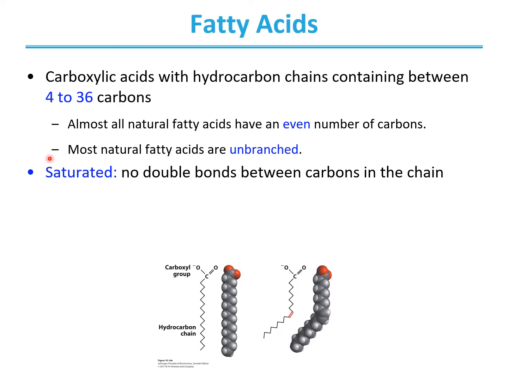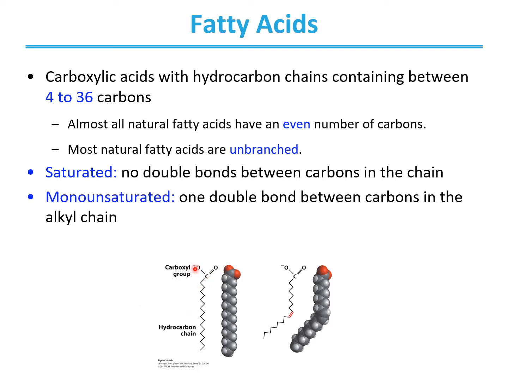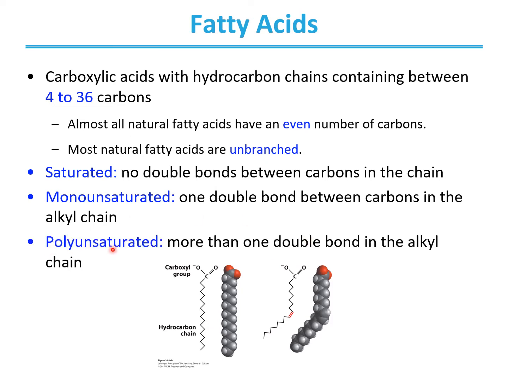So you can find them fully saturated, just like this one here. And that means that there are no double bonds between the carbons in the chain. Or they can be monounsaturated, and here is an example. There is one double bond here in the hydrocarbon chain, which gives different properties to saturated fatty acids. In addition, you can have polyunsaturated fatty acids. That means that they have more than one double bond in the hydrocarbon chain. But we'll show some examples in a minute.